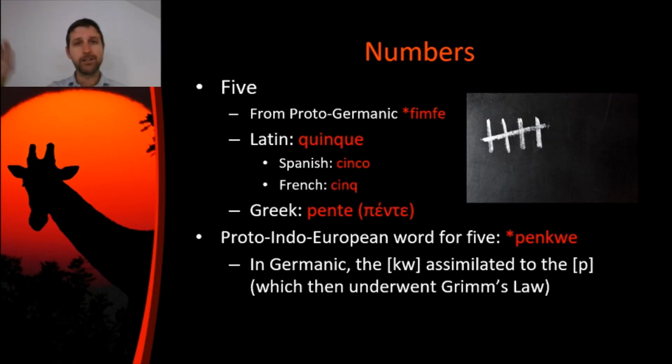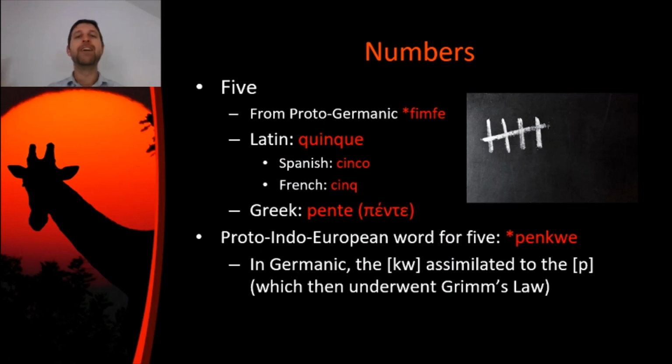Now, we've talked about assimilation in some previous safaris, but we've really only talked about it with two consonants that are next to each other. But there's another kind of assimilation that's called distant assimilation. Distant assimilation is just when two sounds become more like each other, but they're not next to each other. They're distant from each other in the word. And so what's going on here in the word for 5 is distant assimilation.